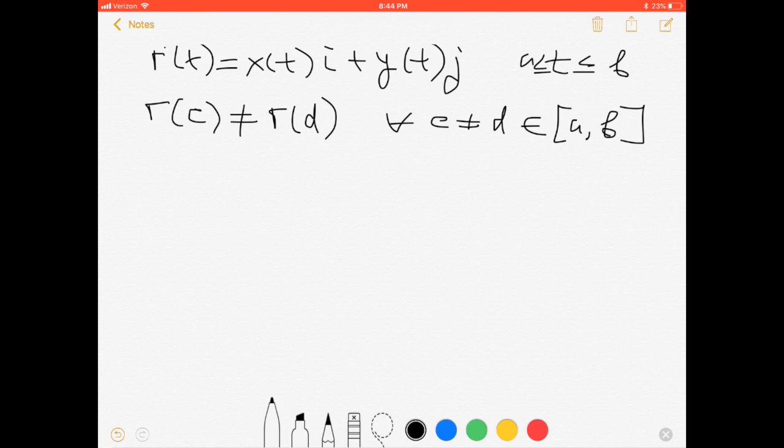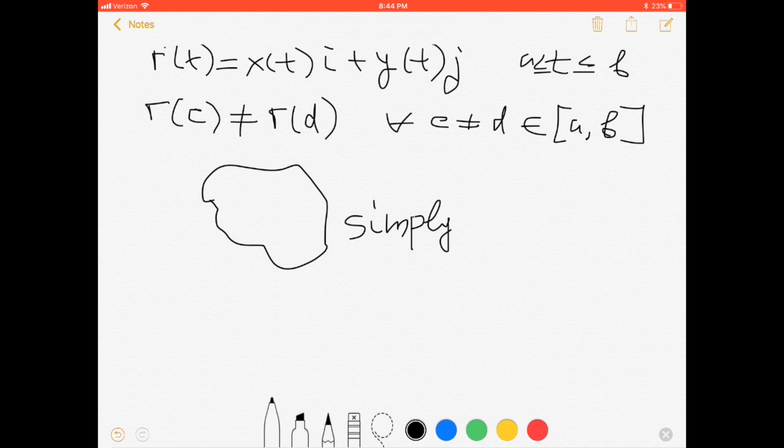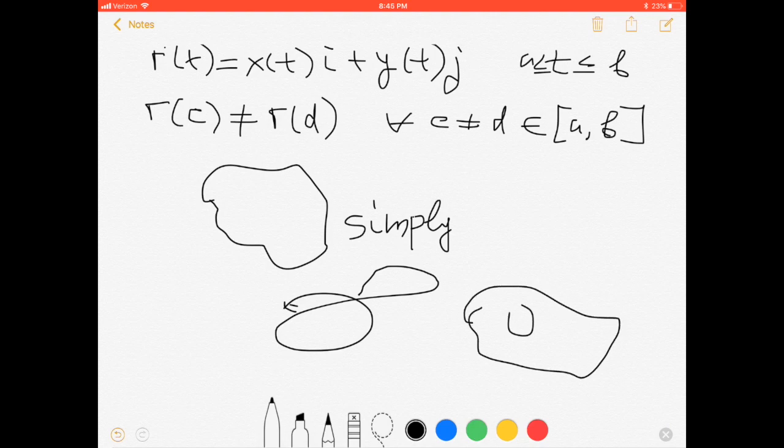Okay, let's do some examples in the picture. Any kind of curve like this one will be simple. And any type of something like this, you see, it intercepts, it crosses itself, or any kind of curve with holes, two holes, is not simple.